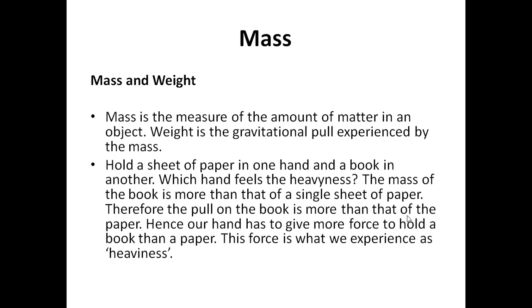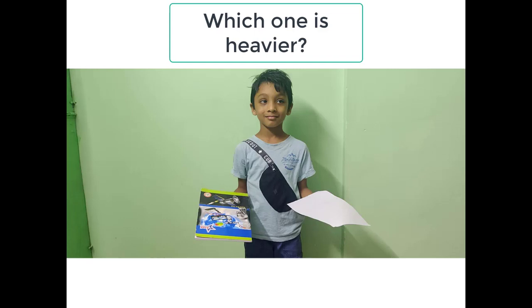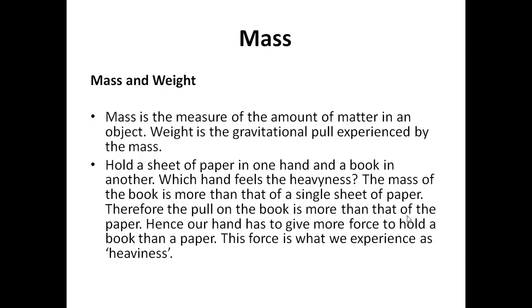Mass. Mass and weight. Mass is the measure of the amount of matter in an object. Weight is the gravitational pull experienced by the mass. Hold a sheet of paper in one hand and a book in another. Which hand feels the heaviness? The mass of the book is more than that of the single sheet of paper. Therefore, the pull on the book is more than that of the paper. Hence, our hand has to give more force to hold a book than a paper. This force is what we experience as heaviness.